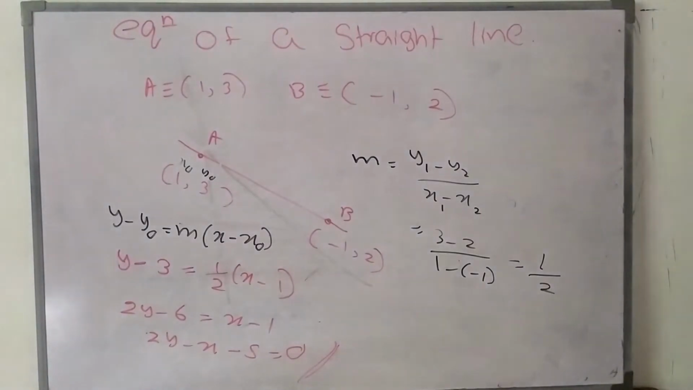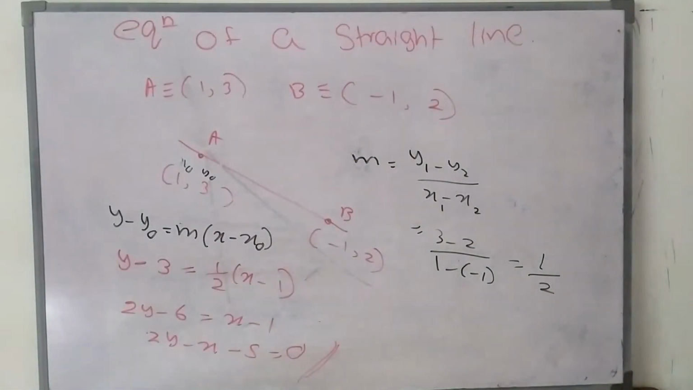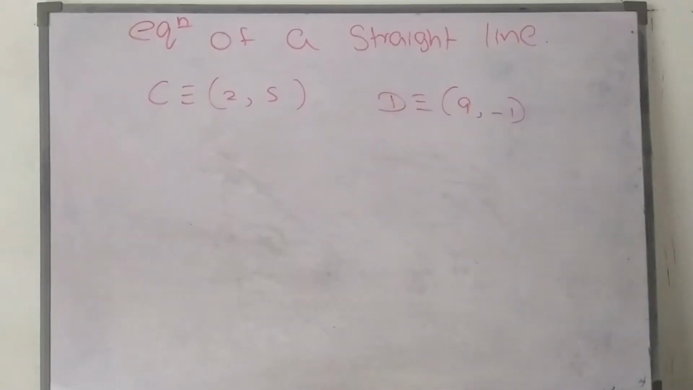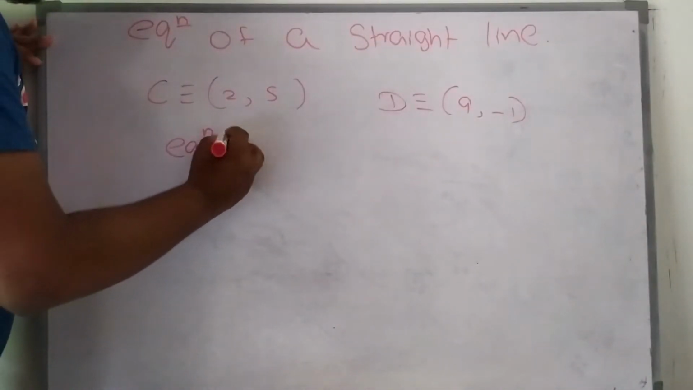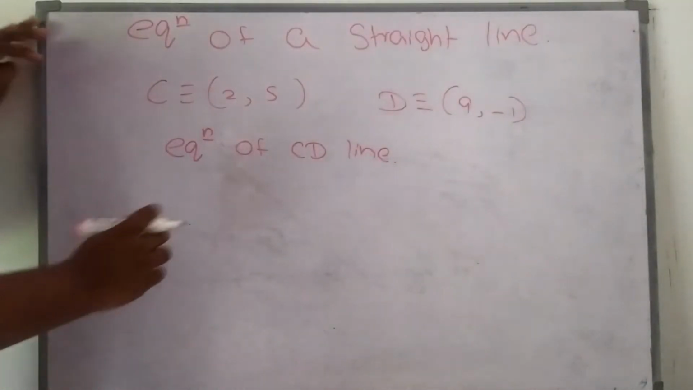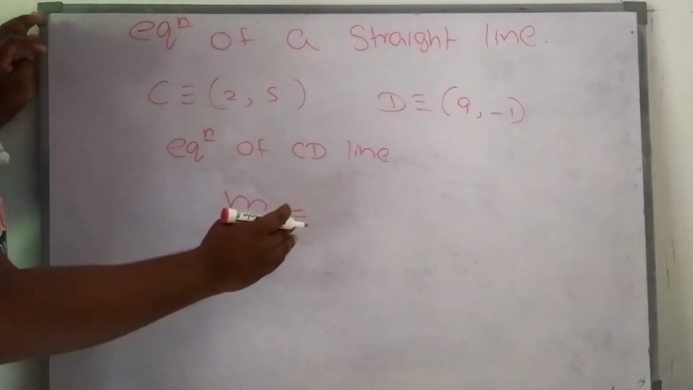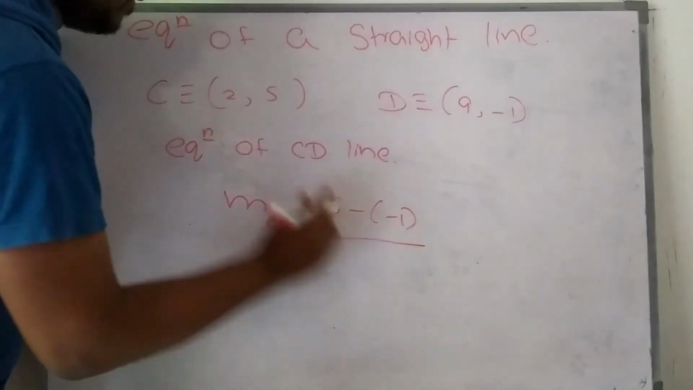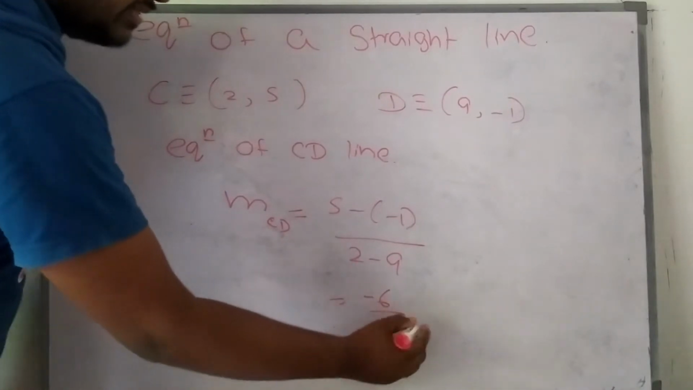Okay, I will discuss one more example. Just please note down this. Let's assume these are the two coordinates that they provided. We need to find the equation of the CD line. First of all, you have to find the gradient of CD: y coordinate difference over x coordinate difference. 5 minus minus 1, divided by 2 minus 9. So 6 over minus 7. This is my gradient.